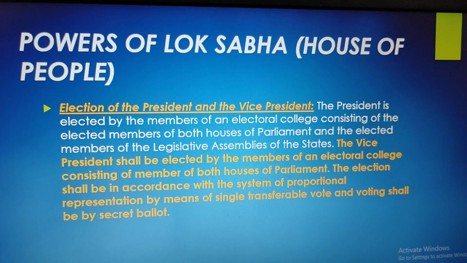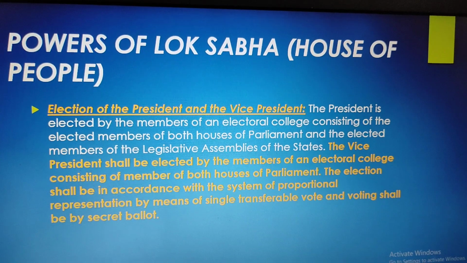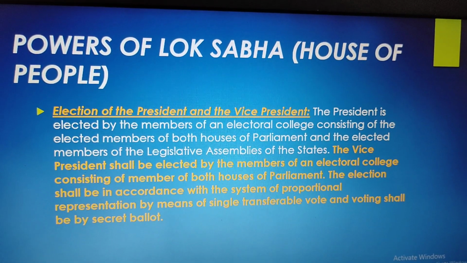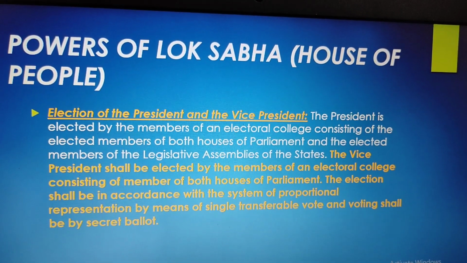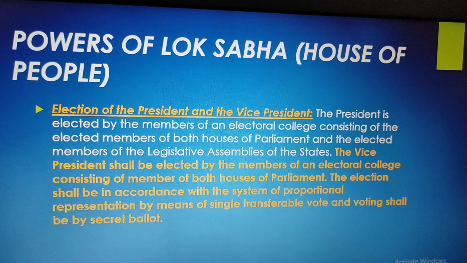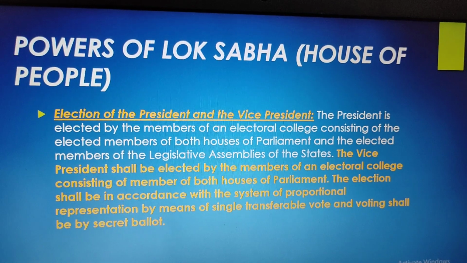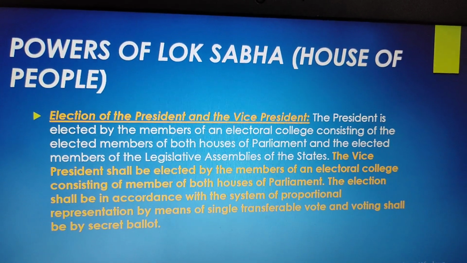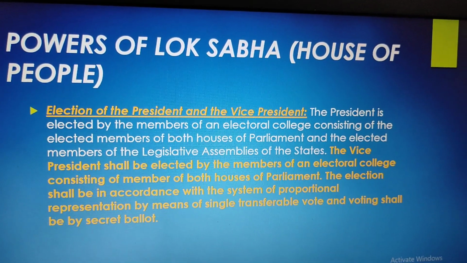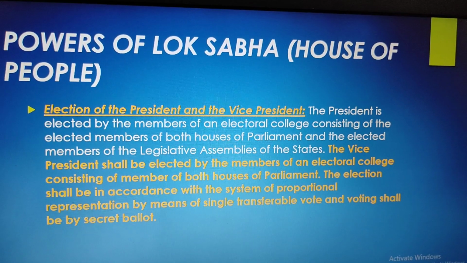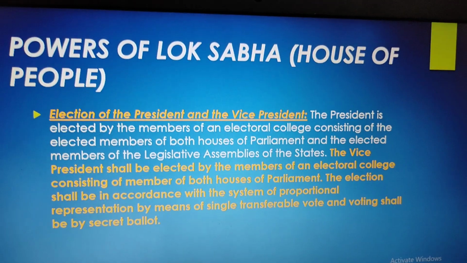Election of the President and the Vice President. The President is elected by the members of an electoral college, consisting of the elected members of both the houses of Parliament and the elected members of the legislative assemblies of the states. The Vice President shall be elected by the members of an electoral college consisting of members of both the houses of Parliament. The election shall be in accordance with the system of proportional representation by means of single transferable vote, and voting shall be by secret ballot.